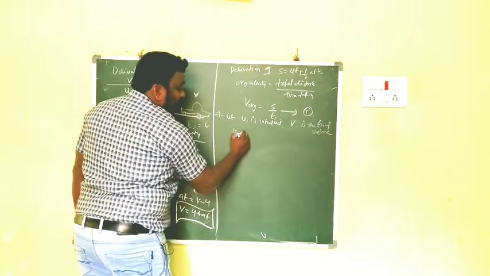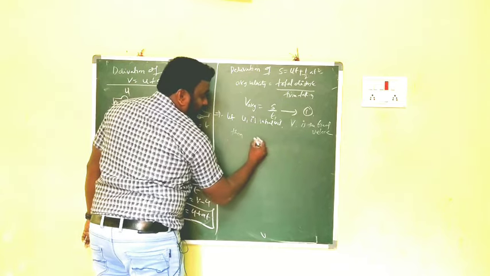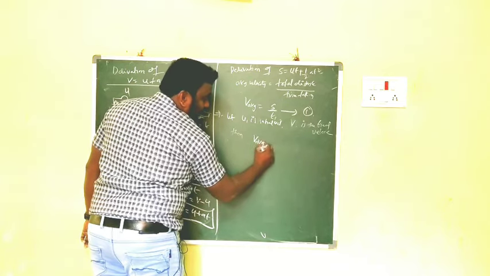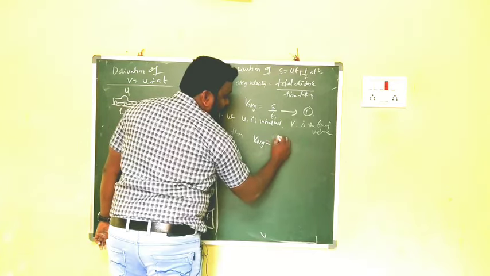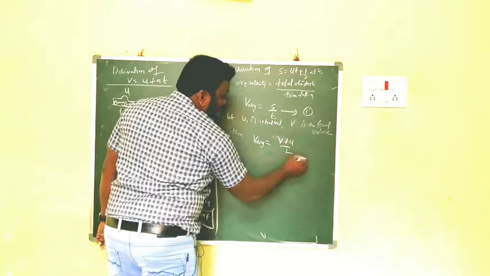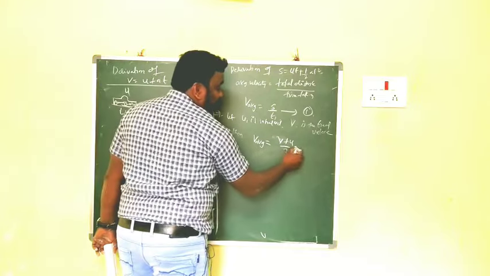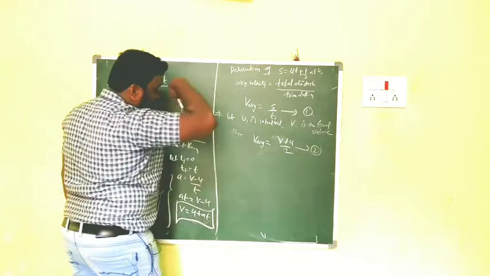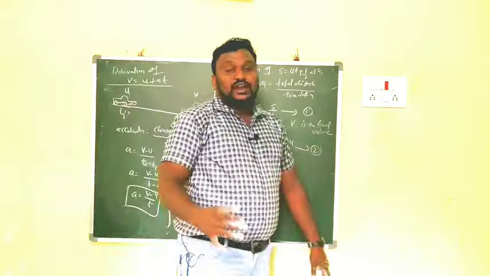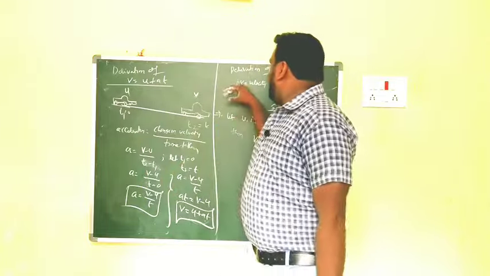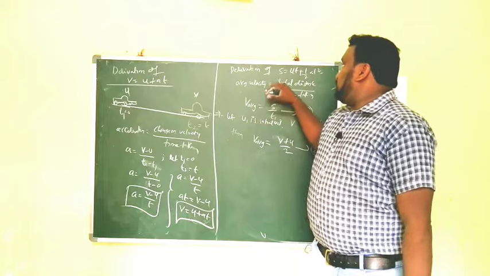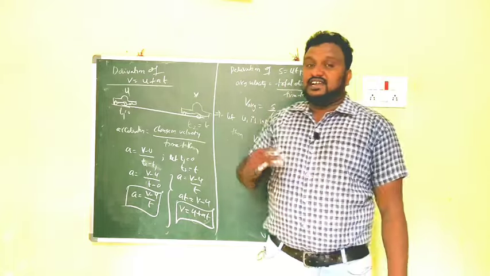Then average, what to write? V average is equal to what you have to write? v plus u by 2. Now this is equation number 2. In this case, we are writing two equations for the same thing. Average velocity is equal to total distance by time taken. This is the general definition.